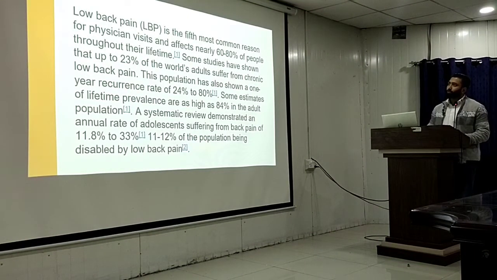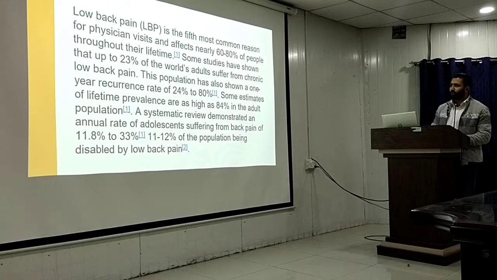These are some statistics of low back pain. Low back pain is the fifth most common reason for physician visits and affects nearly 60 to 80% of people throughout their lifetime. Some studies have shown that up to 23% of the world's adults suffer from chronic low back pain. This population has also shown a 1-year recurrence rate of 24% to 80%. Some estimates of lifetime prevalence are as high as 84% in the adult population. A systematic review demonstrated an annual rate of adolescents suffering from back pain of 11.8% to 33%, with 11 to 12% of the population being disabled by low back pain.